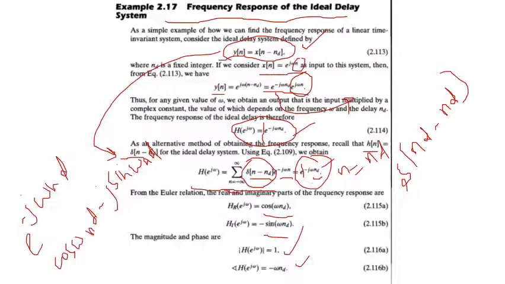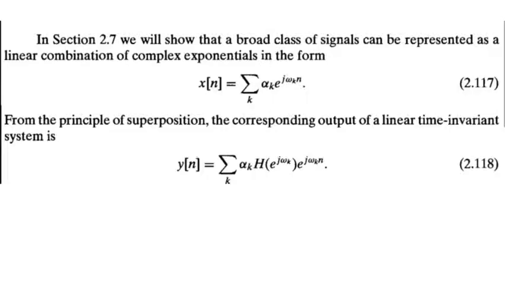So this is how you can find out the frequency response, either by putting the input equal to complex exponential, or by finding out the impulse response and then putting the impulse response in the formula. That is how you can find out the frequency response of the system. So let's move on to next slide.